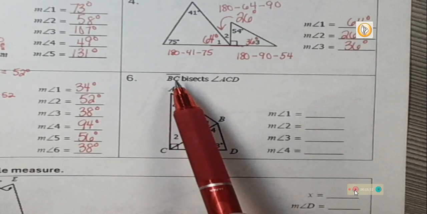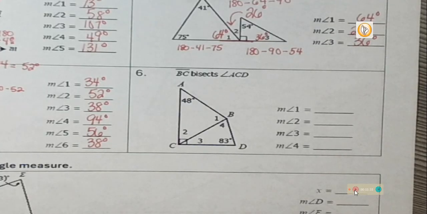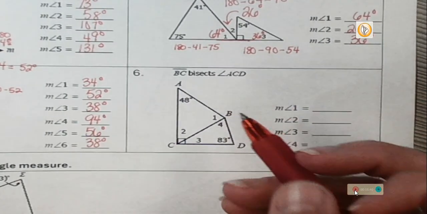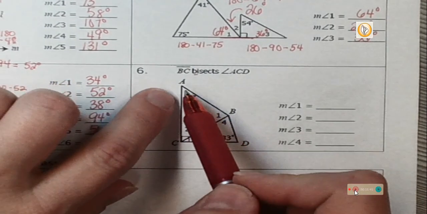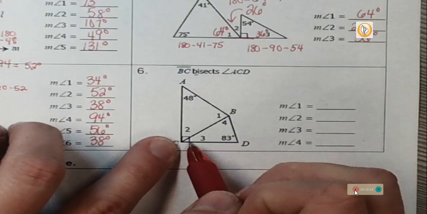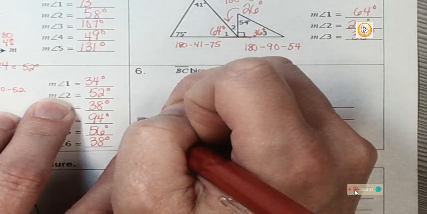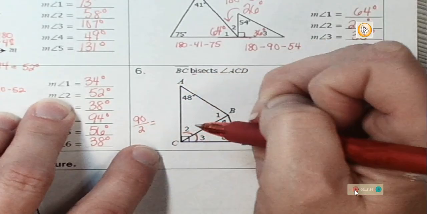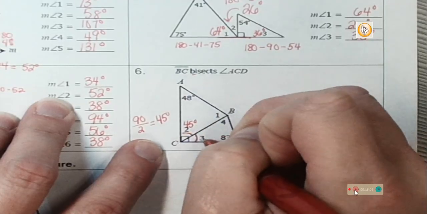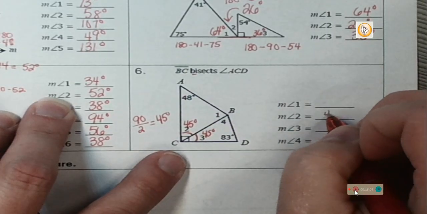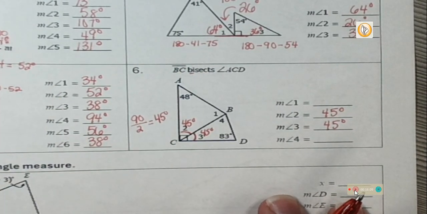Segment BC bisects angle ACD. Okay, now we're taking it back weeks ago. If I say bisect, what does that mean? Bi means to cut it into two equal pieces. So you got to figure out which angle. ACD is this right angle. So if I cut that in half, what is half of 90? 90 divided by 2 gives you 45. So angle 2 is 45 degrees, angle 3 is 45 degrees. So immediately, by knowing that fact and understanding what it meant, you got two of the answers.